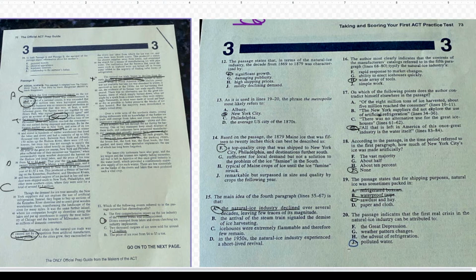Let's go to 11 first, and that is B, so we are good there. So we got a point there. 12 is F. Woohoo, we got that one right. 13 is B. Good, we got that one right. 14 is F. Good. 15 is A, the natural ice industry declined. Good. 16, H. Good, we got that one right. 17 is D. Oh, how ironic.